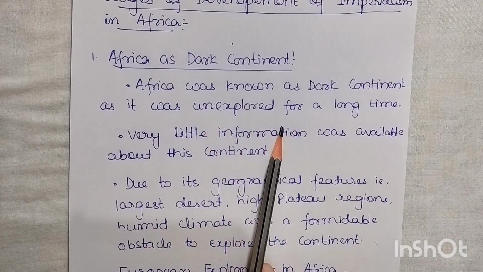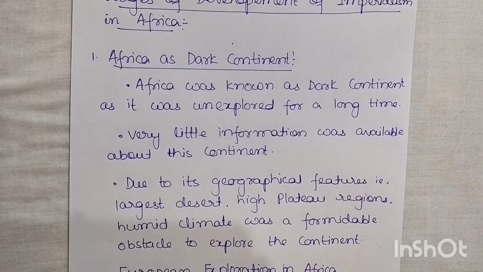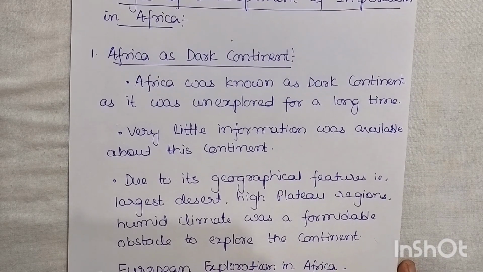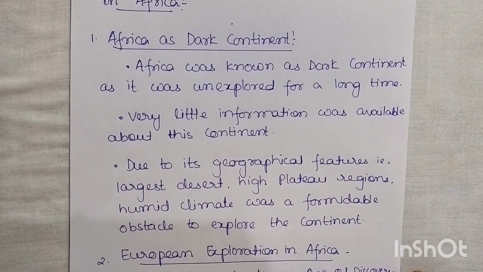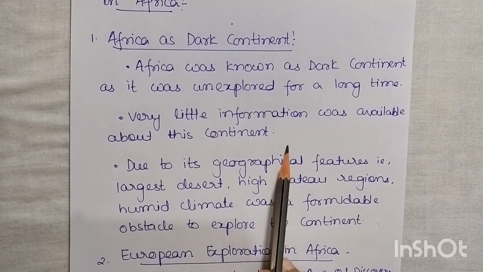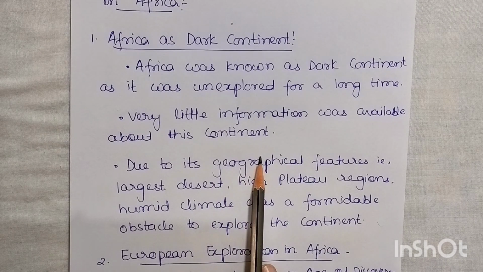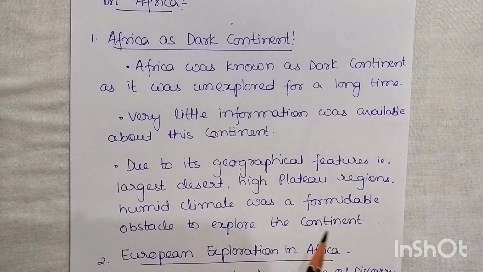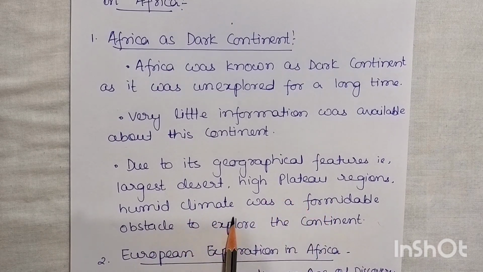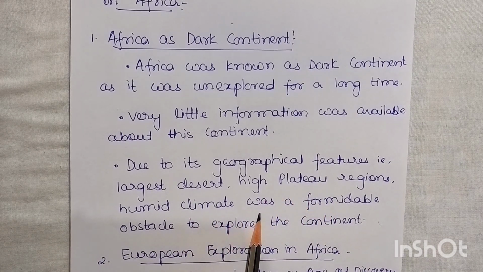It was unexplored. The people of the other continents didn't know about Africa. So that's why Africa was given one new name, that is dark continent. Since it was dark, it means no one knew about it. Okay, so it was unexplored for a long time. Very little information was available about this continent to the other countries. Due to its geographical features, that is the largest desert, high plateau regions, and humid climate, that is very hot, it was a formidable obstacle to exploring the continent.